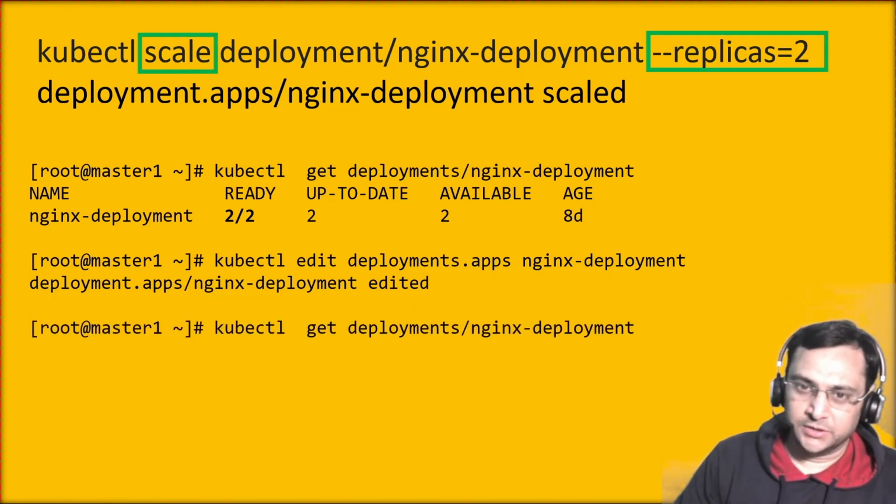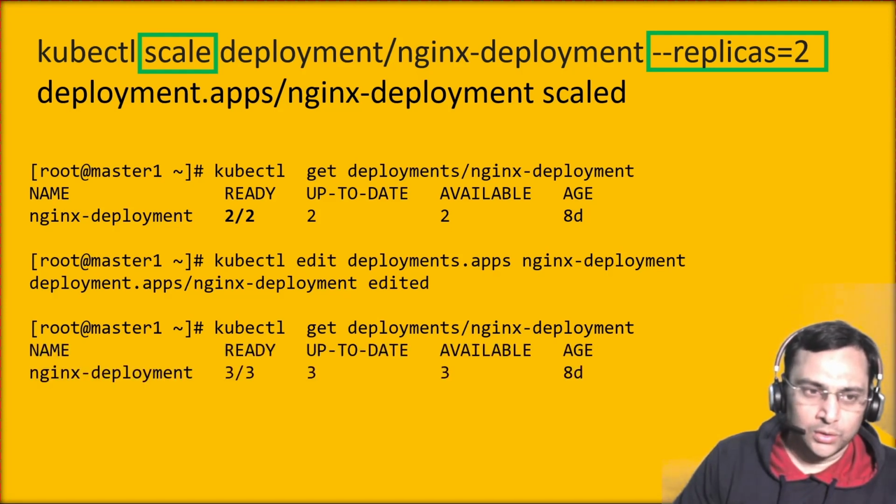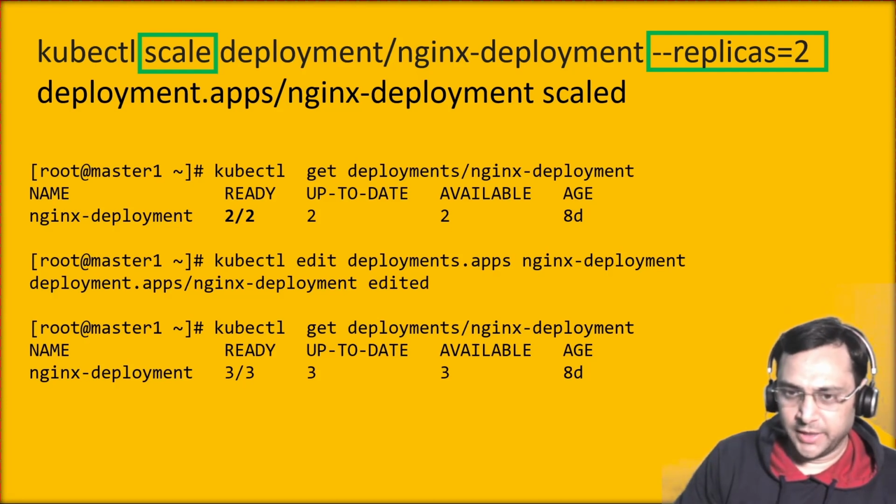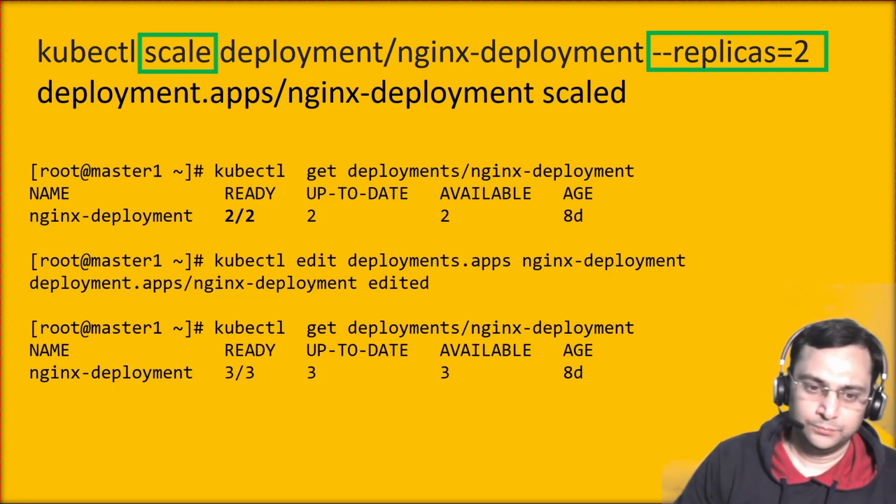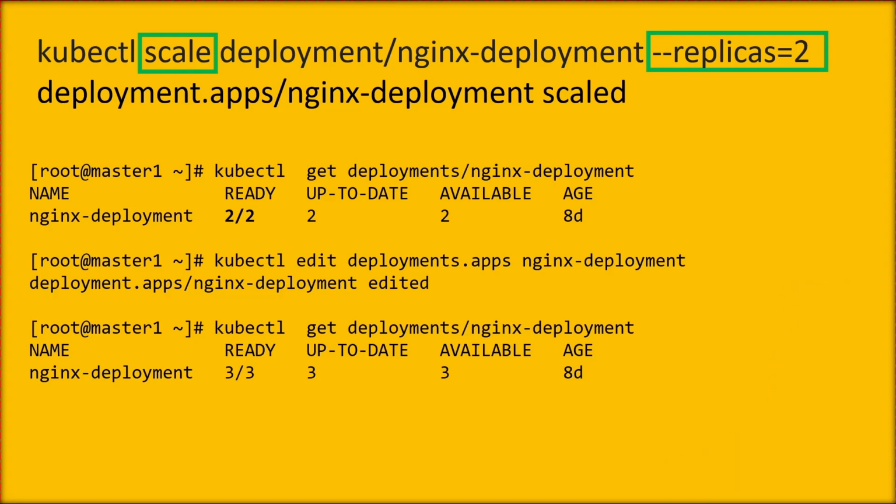And if we execute this command kubectl get deployment, we will observe now 3 pods are running. So it means that we can also scale up or scale down from the YAML file or from the command line. So we should know both ways.